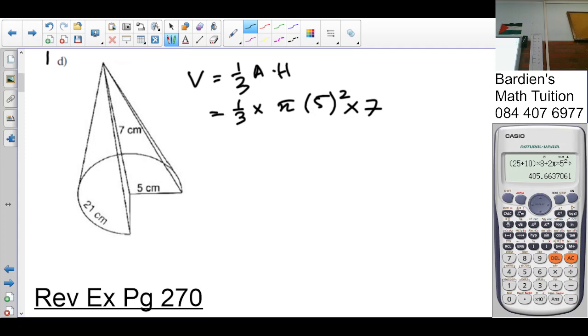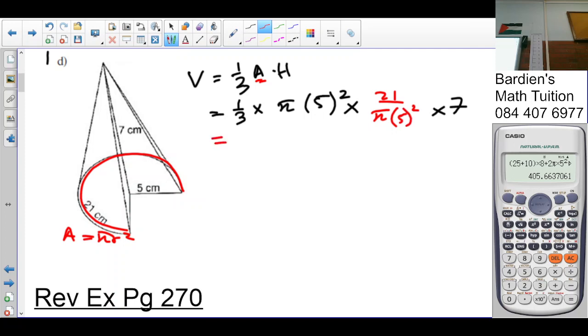So what we do is we say that the ratio, as I did it before, so then put the 7 on this side. So for the area of the base, I'm considering the area of this full circle. It's going to be pi r squared, not so. So it's going to be 21, which is the circumference of this part here, over the area of the circle, which is pi, my radius is 5 squared. Okay? So that is simply going to give us a third times pi times 5 squared times 21 over pi times 5 squared times 7. I get 49.